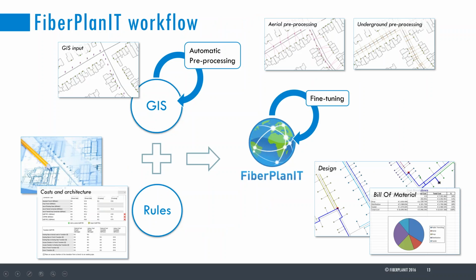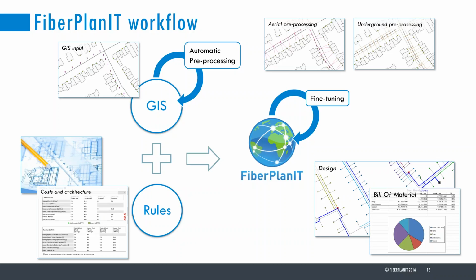Now, if we take a closer look at how FiberPlanIT does that and how the workflow is in FiberPlanIT, let's take a look at the input data which is needed for the software. For that process to work, we need two types of input data. One is the GIS data. So we use the locations of buildings, poles, trenches, existing underground routes as input data to the software, and we automatically pre-process that data. So we automatically generate where we could possibly run the network. This is not something that the user needs to do manually.